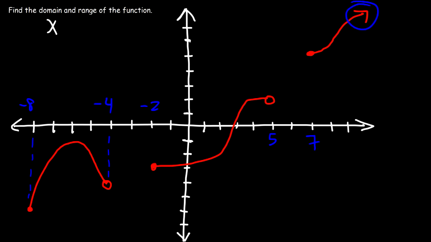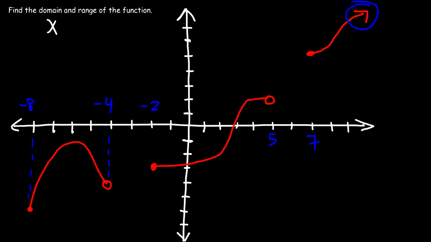Now let's focus on the y values, the range. So let's focus on this one. The lowest value that I see here is negative 6. Now, this is not the highest value of this function, so I'm not going to worry about it. The highest value is here, which is at 1. So this graph includes everything from negative 6 to 1. Notice that this open circle is not relevant. It's not equal to negative 4 at this point, but it is equal to negative 4 at this point.